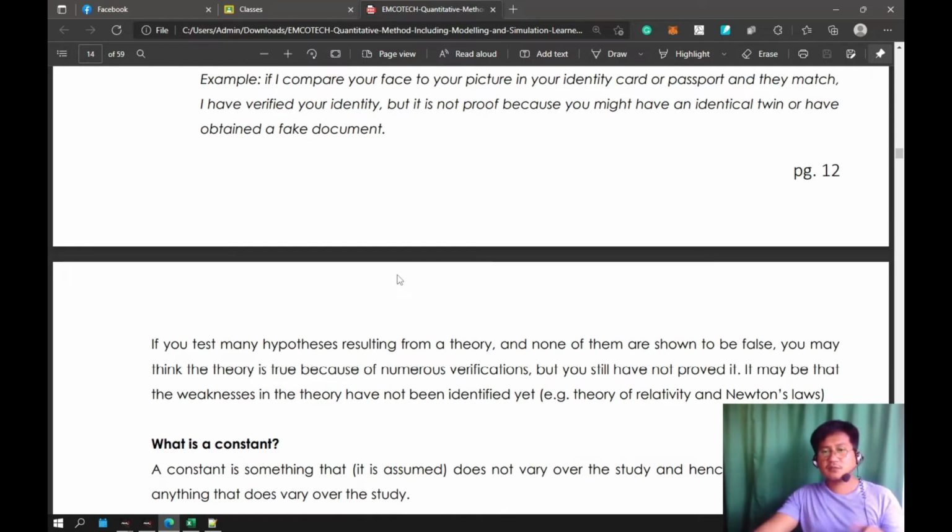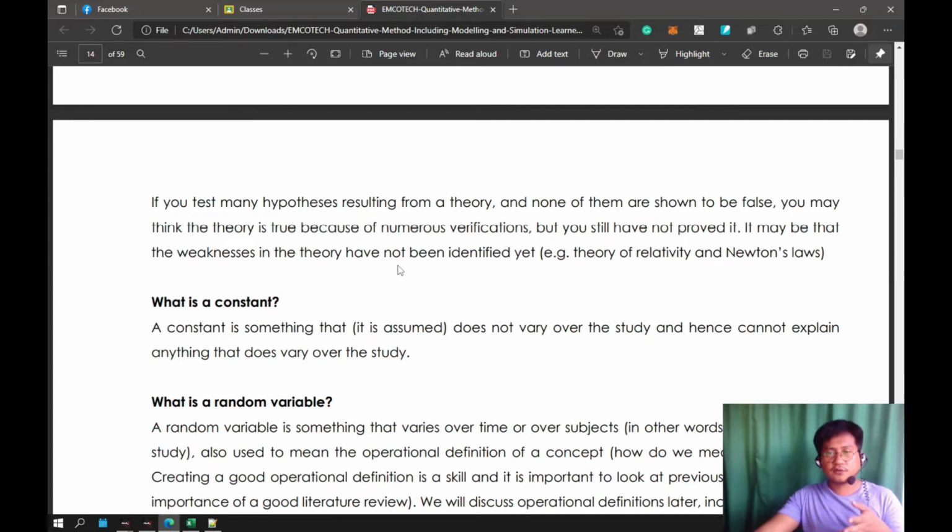So if you test many hypotheses resulting from a theory and none of them are shown to be false, you may think the theory is true because of numerous verifications, but you still have not proved it. It may be that the weakness in the theory has not been identified yet. The theory of relativity and Newton's laws.